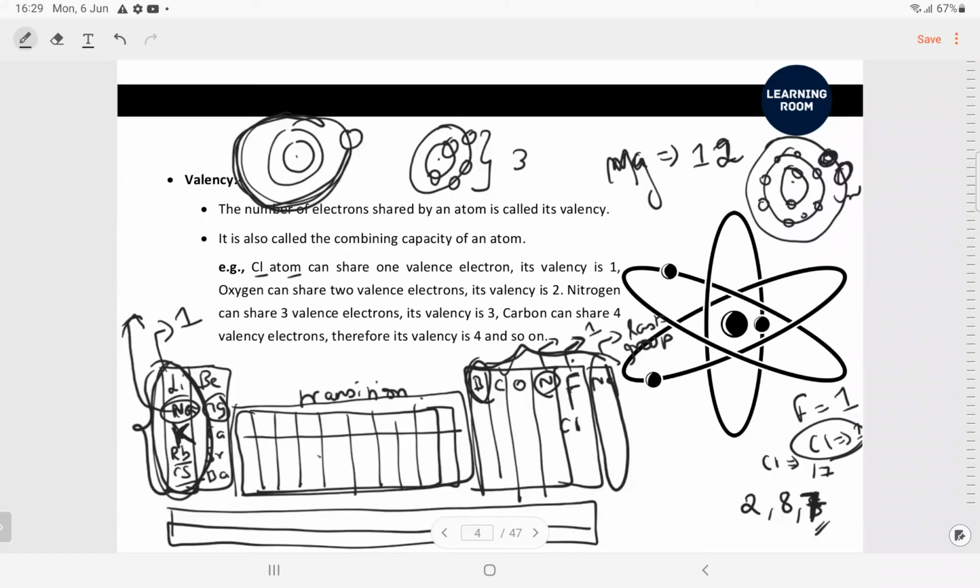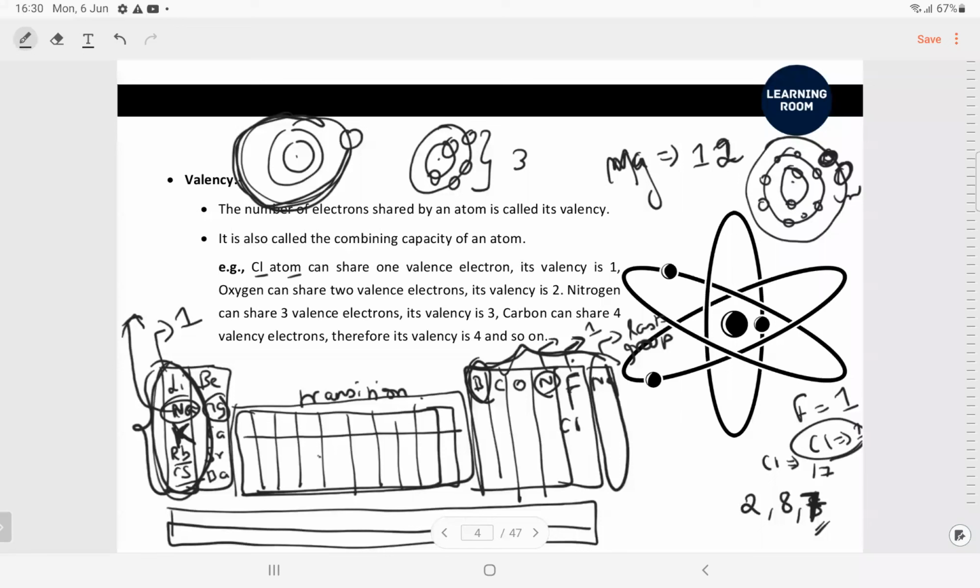Shall we move on to the next one? Any doubt? What will be the valency of magnesium? 2. What is the valency of carbon? Anyone? 4. Okay, how 4? How many electrons in the K shell for carbon? K, L.